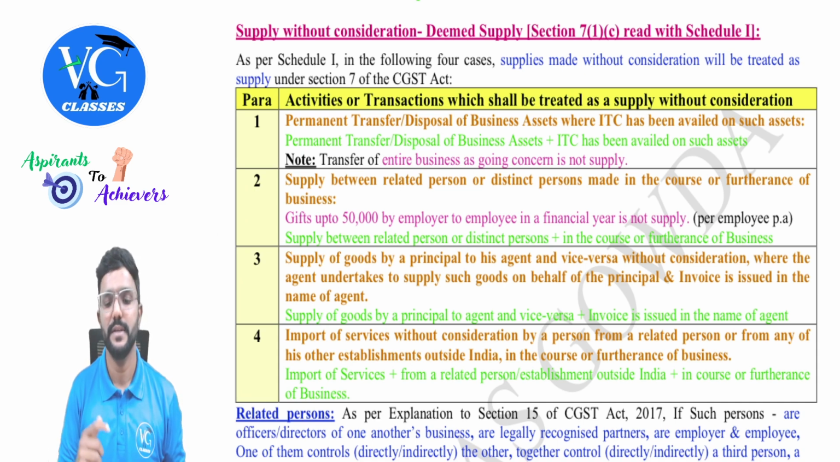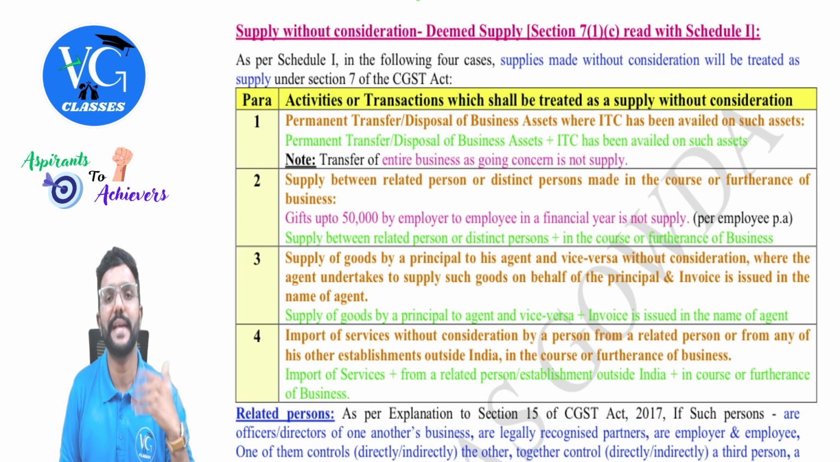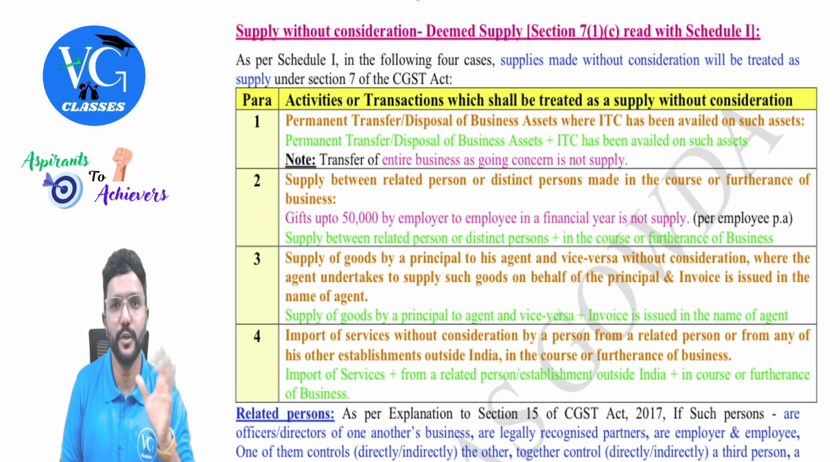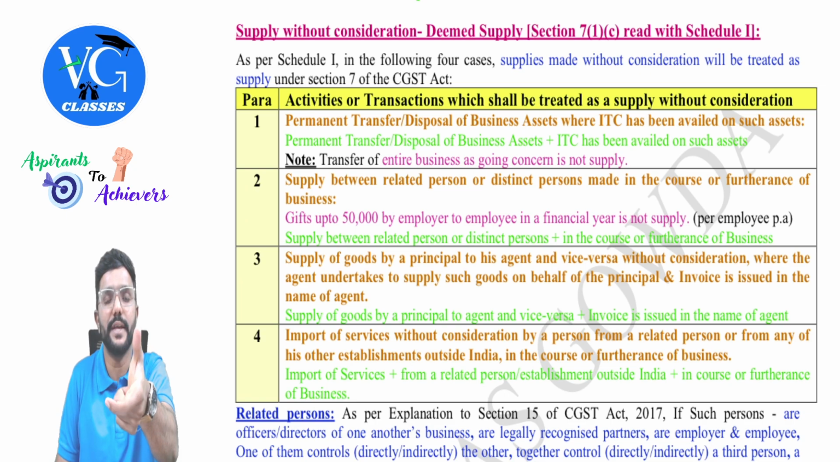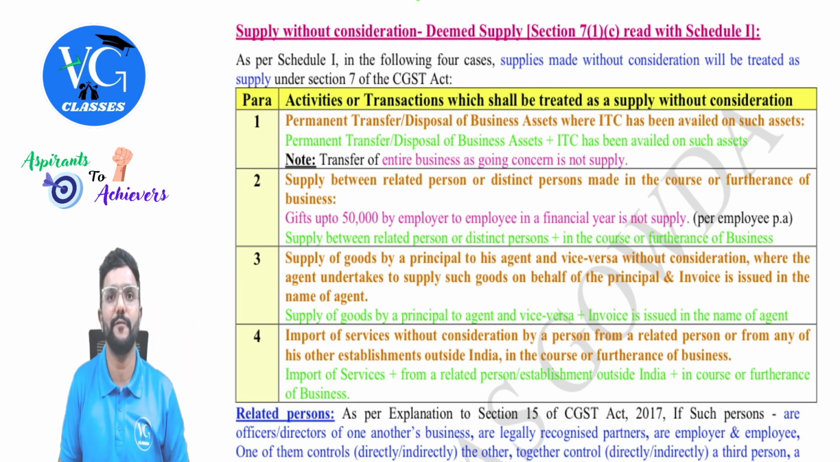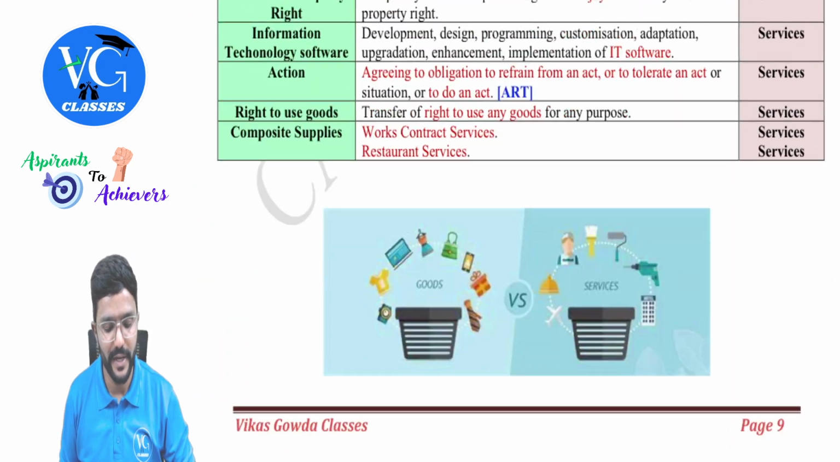Got it? Yes. Same way, assume I am an artist. I have sent my art to an exhibition. Is it a supply? No. When I have sent it to an exhibition just for display's sake, it is not a supply. But if it is sold in the exhibition, consideration is there. Is it a supply? Yes, supply of goods, guys. Okay, we are done with Schedule 2.